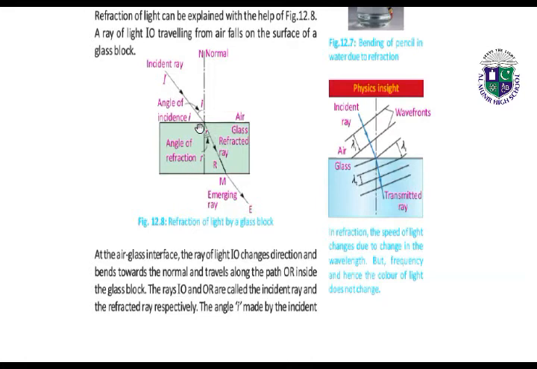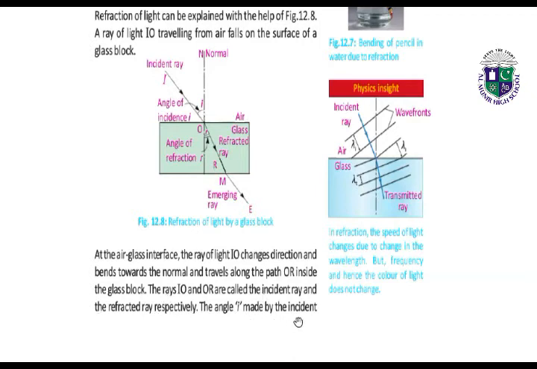This is the point O. This is the incident ray. When it touches and enters into another medium, it will start bending. At the air-glass interface the ray of light IO changes direction and bends towards the normal. Which side will it bend? It will bend towards the normal. And it travels along the path OR inside the glass block. The rays IO and OR are called the incident ray and the refracted ray respectively.